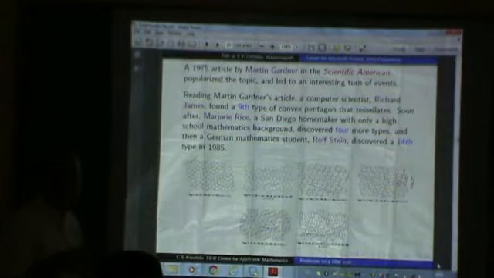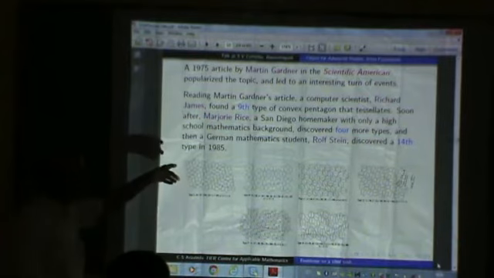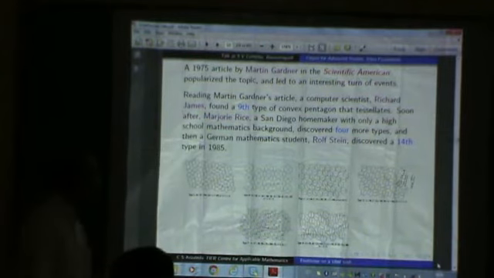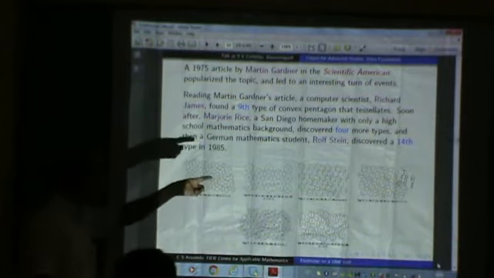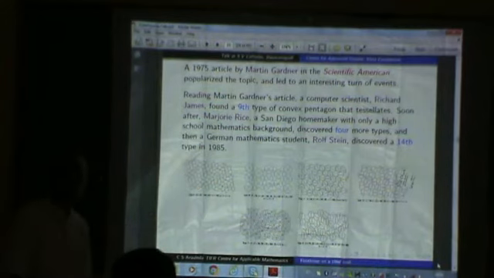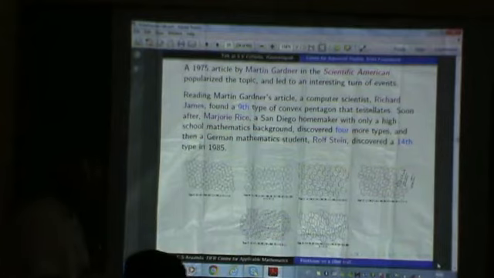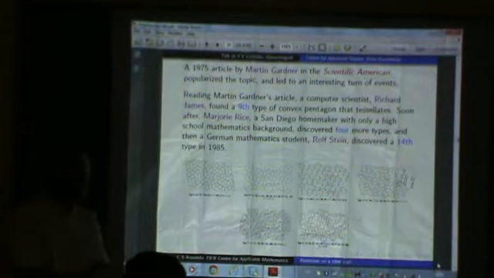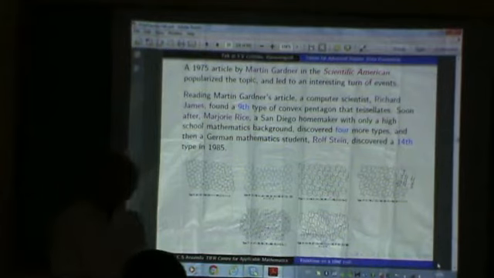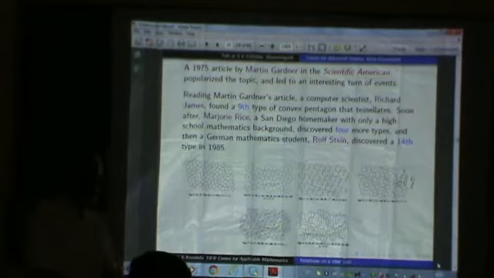So the 9th was found, then 4 more types. 9 plus 4 is 13. And then a graduate student, like one of you, an MSc student, a German mathematics student, Rolstein, discovered a 14th type in 1985. Okay. So there are these types I have mentioned here. So this is how it tiles. And even then one doesn't know whether 14 types is all, or are there more? Okay, still this one. So next slide.